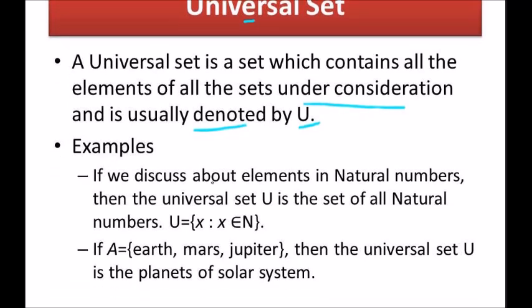If we discuss elements in natural numbers, then the universal set U is the set of all natural numbers. If set A is equal to {Mars, Earth, Jupiter}, then the universal set U is the planets of the solar system.